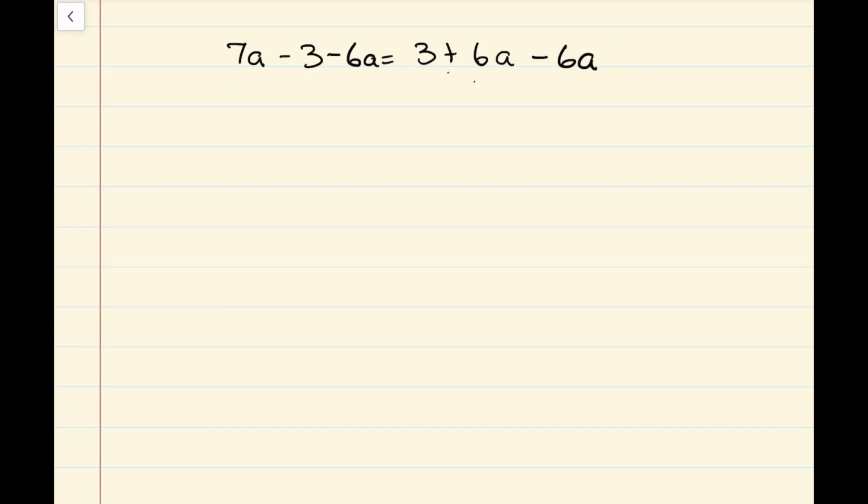And on this side of the equation, plus 6a minus 6a will just cancel out. So then we would have 7a minus 3 minus 6a is equal to 3.